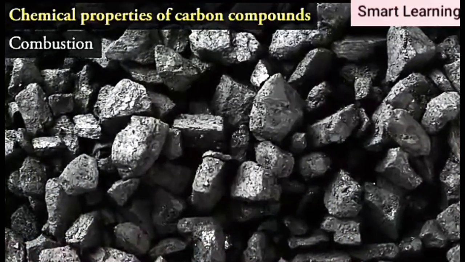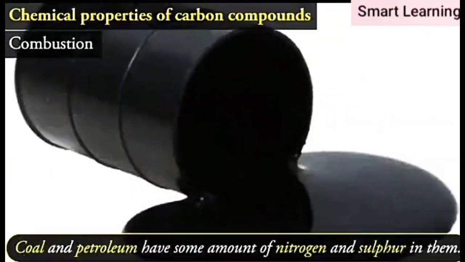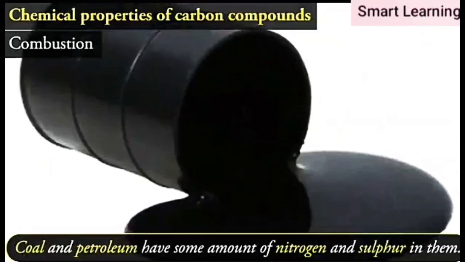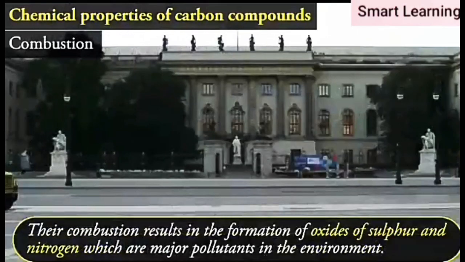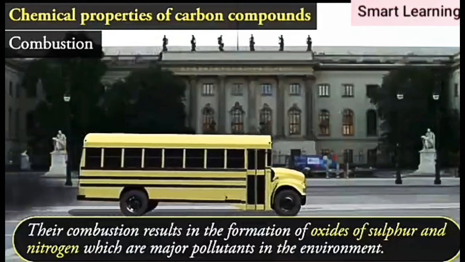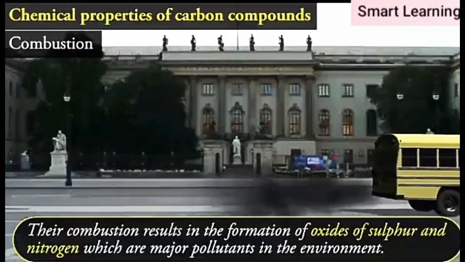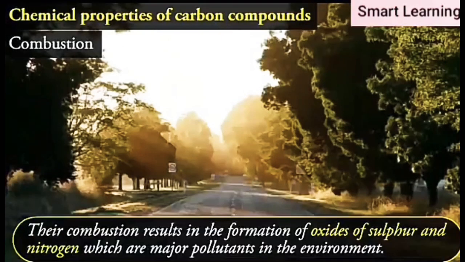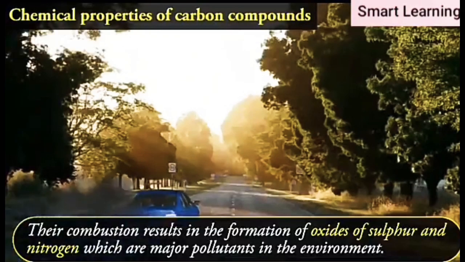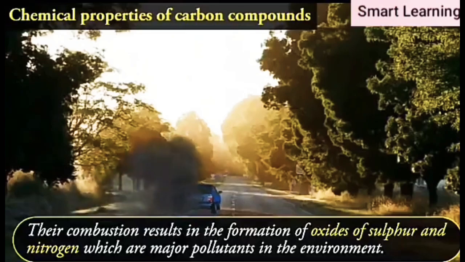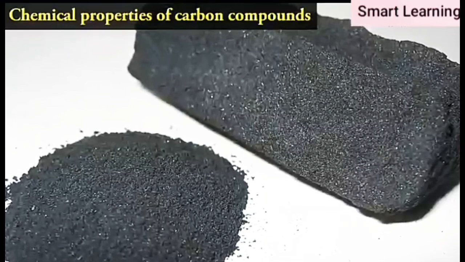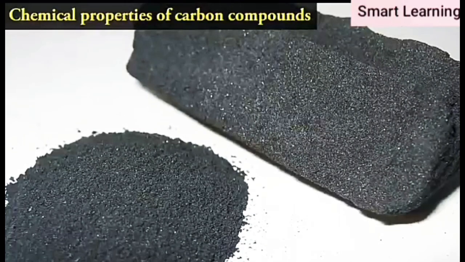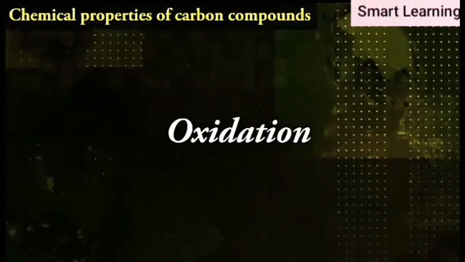Fuels such as coal and petroleum have some amount of nitrogen and sulfur in them. Their combustion results in the formation of oxides of sulfur and nitrogen, which are major pollutants in the environment. Let us now focus on another chemical property of carbon: oxidation.